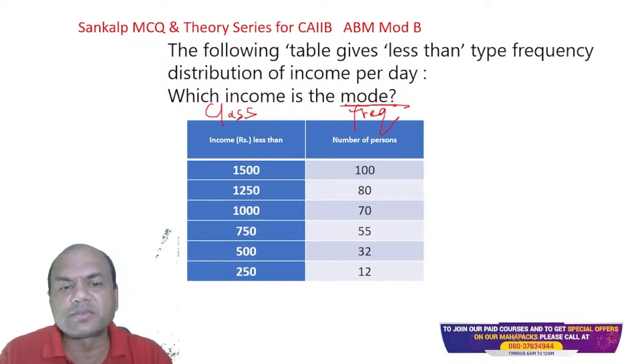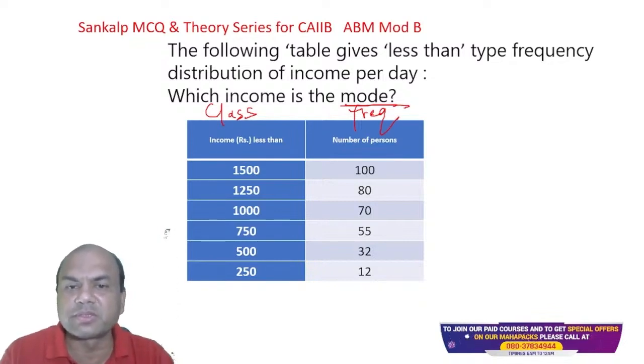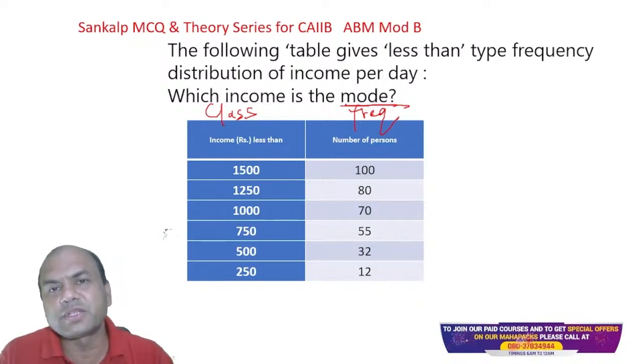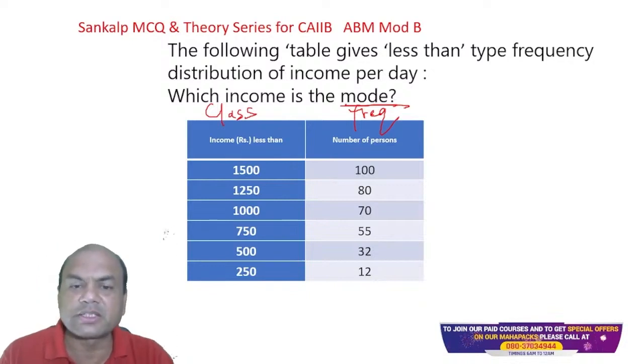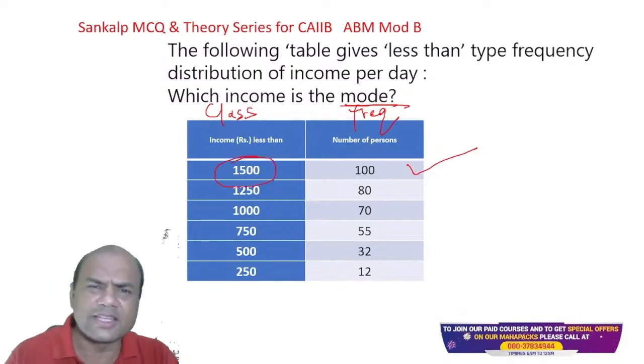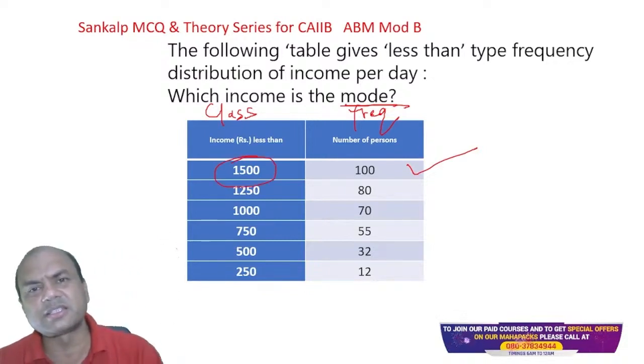So which one is this? Frequency. Which is the maximum frequency? Mode means what? Any class which is having the maximum frequency. So which is the maximum frequency over here? 100. So the modal class is this, 1500. Simple, isn't it? In exam such numericals we get, it is just a cakewalk for you.